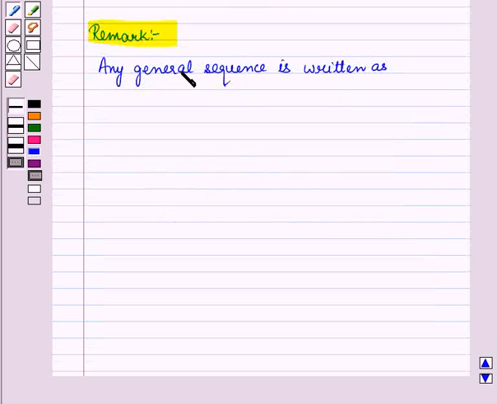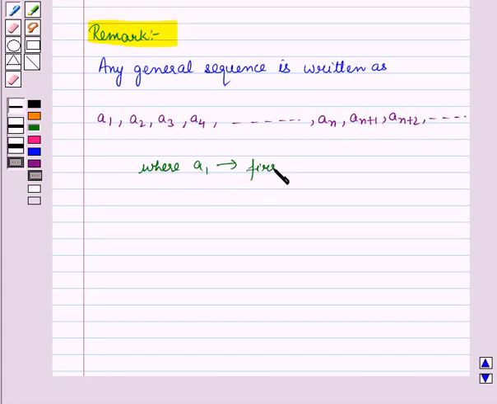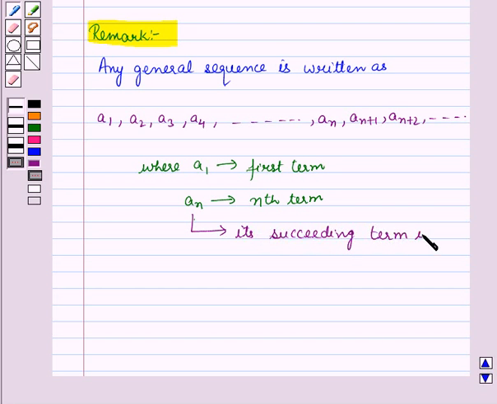Now any general sequence is written as A1, A2, A3, A4 and so on. Then an, an plus 1, an plus 2 and so on, where a1 is the first term of the sequence, an is the nth term of the sequence and its succeeding term is n plus 1th term given by an plus 1.